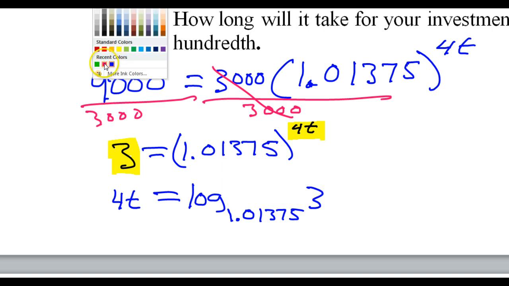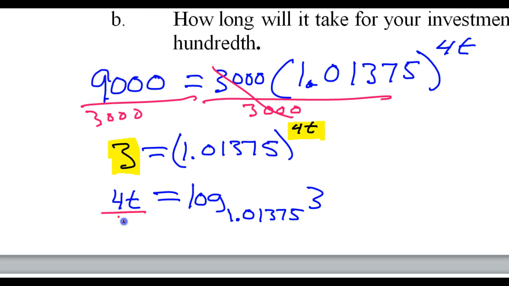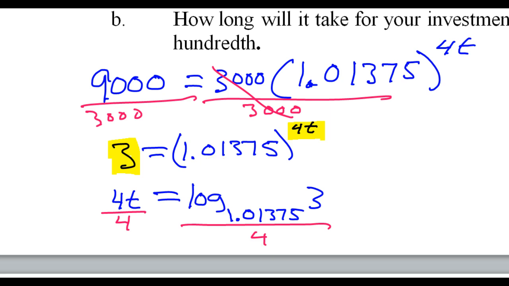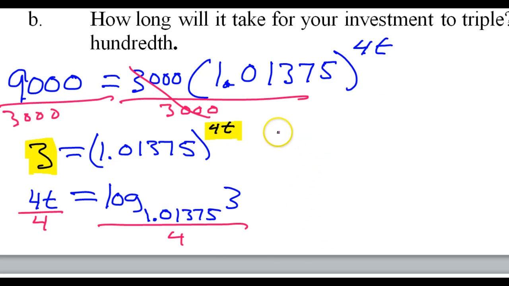Okay, so then I'm going to wind up dividing both sides by 4 to get t by itself. So this is basically going to give me the answer. Now, understand one thing. When we write what t is, to put it in the calculator, we'll have to do a little change of base with this part up here.